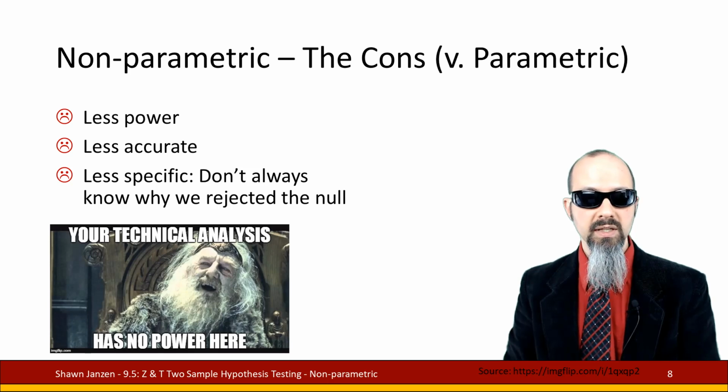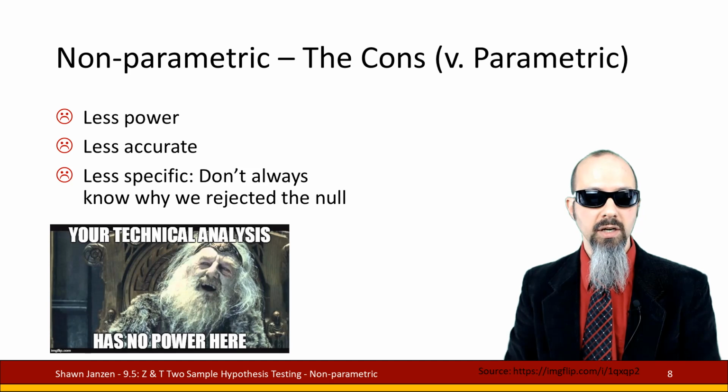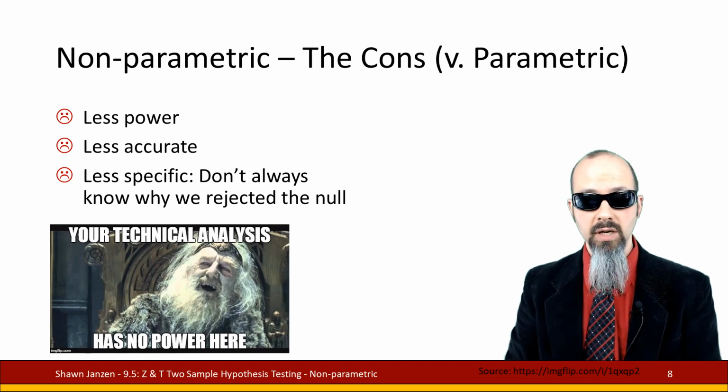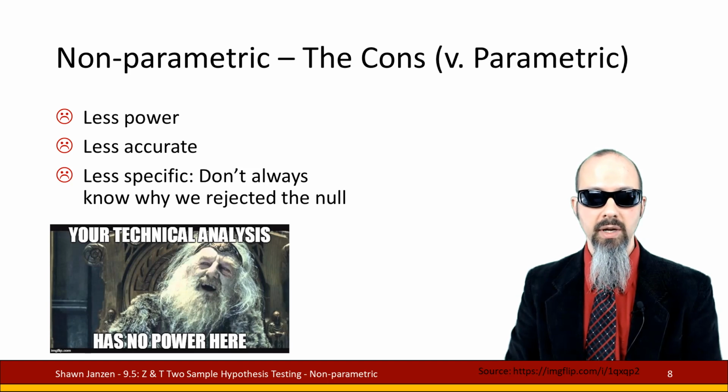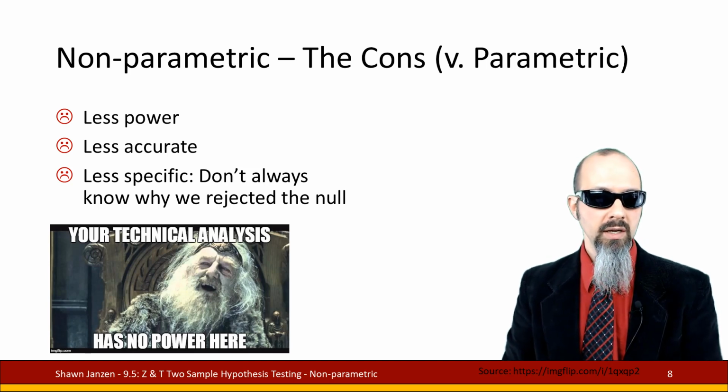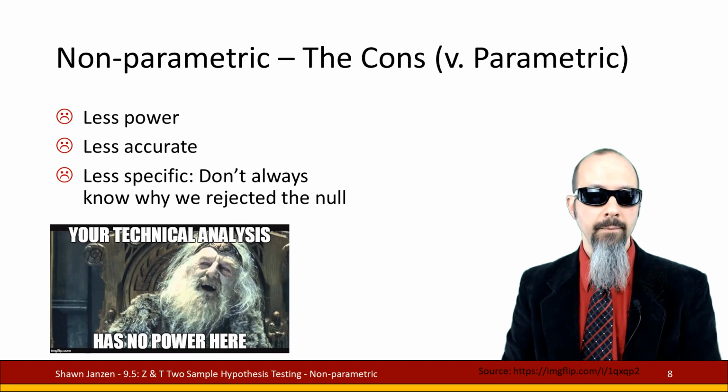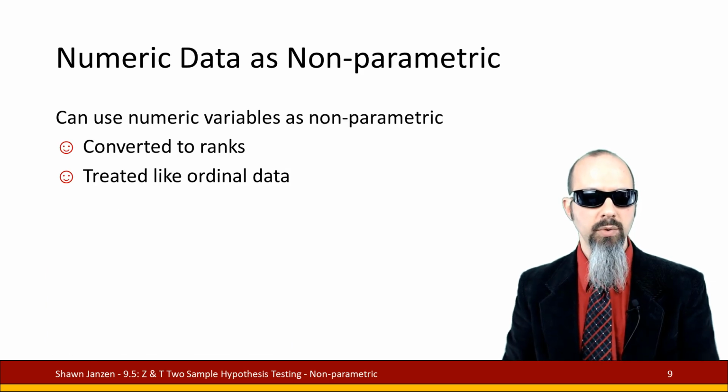But with the less specific, let me point out now that when we determine if we can reject the null hypothesis or not, we aren't always as clear as to why we are rejecting it. Is it due to differences in the medians as opposed to the means? Is it due to differences in variation of the data, standard deviations, or IQRs? So it's a little more cloudy when we get to our decisions as to why we're doing it. But let's touch briefly on the less power and less accurate part.